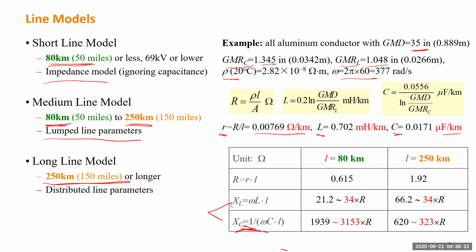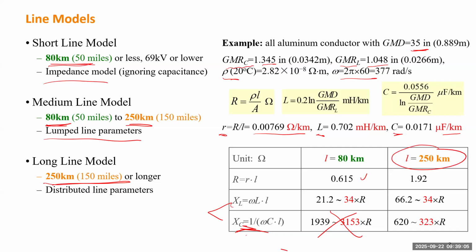X_C is the capacitive reactance between the conductor and the ground. If the line is only 80 kilometers, this value is more than 3,000 times the resistance, which means about 100 times the inductive reactance. So just think about it: you have a line with a reactance, and there's another reactance to the ground which is 100 times larger. So the reactance to the ground can be ignored. Whether R can be ignored is really up to you, whether you think 3% is a big deal.